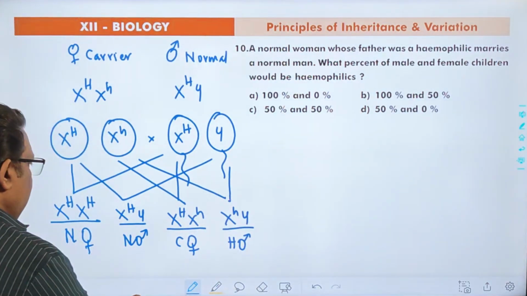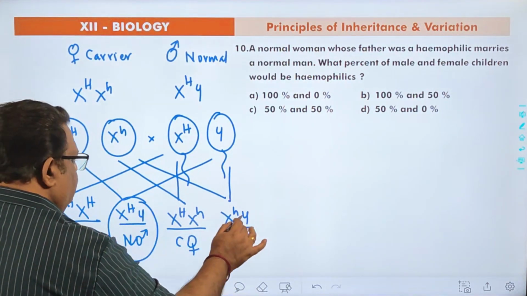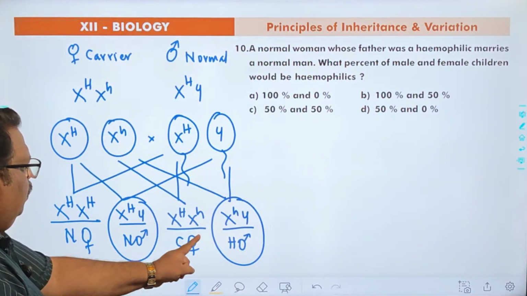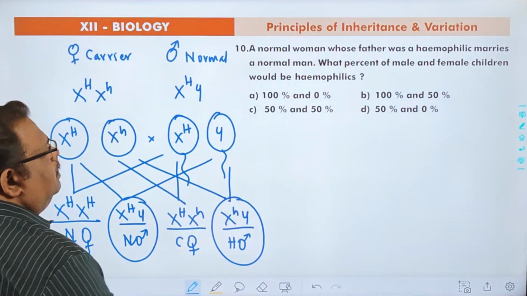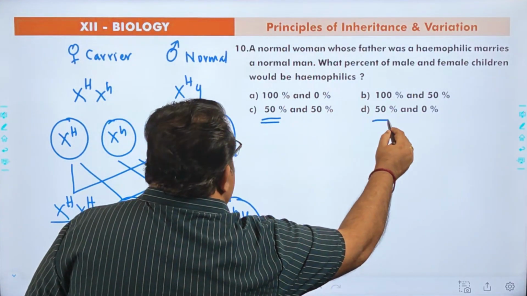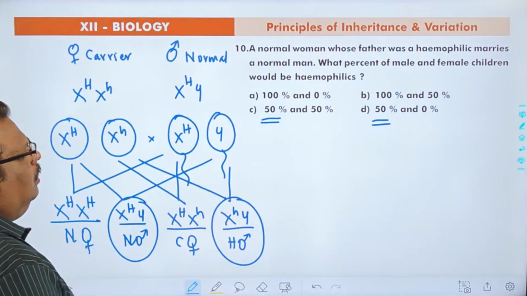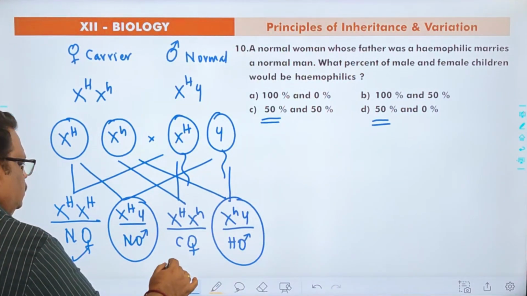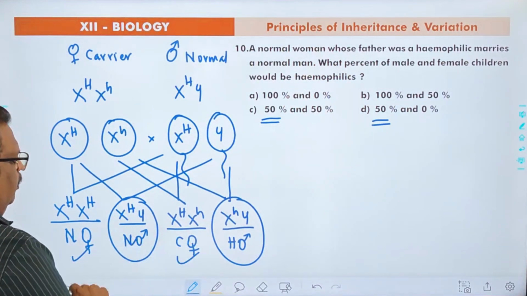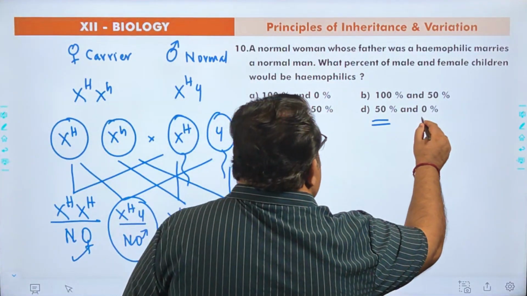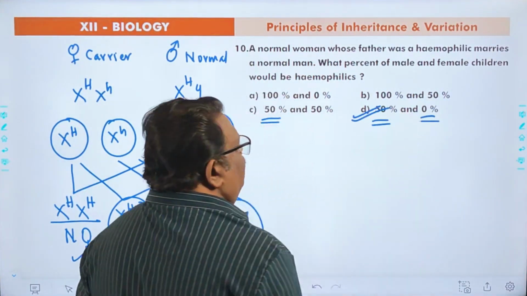What percentage of male means this is a male and this also is a male. So out of the two males, only one will be hemophilic. That means the percentage of male will be 50. Both are correct. What percentage of female is hemophilic? This is normal. This also is normal, but that means no female is hemophilic. So here 0. So D is the correct answer.